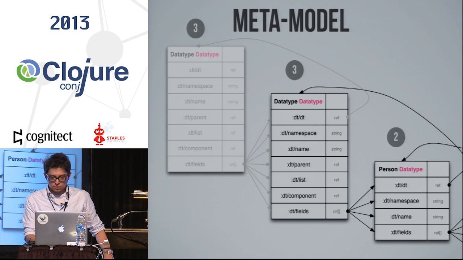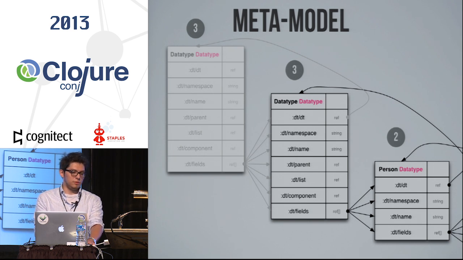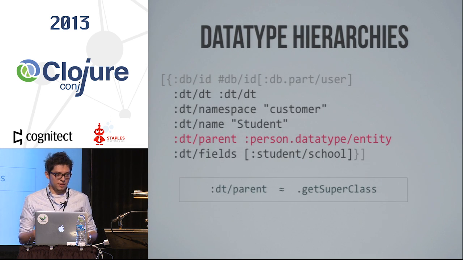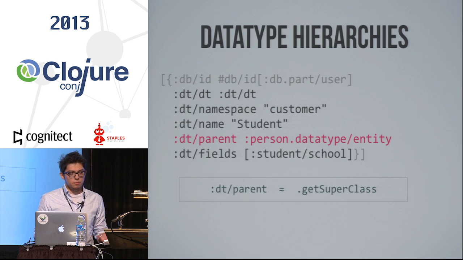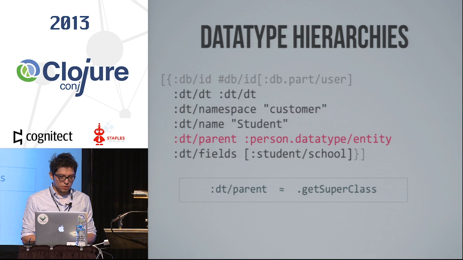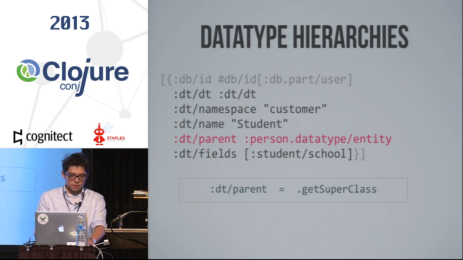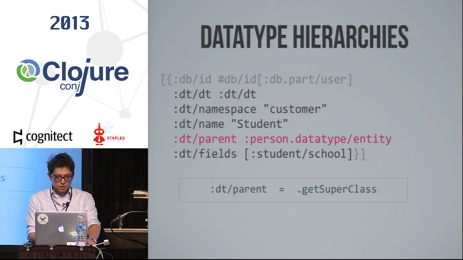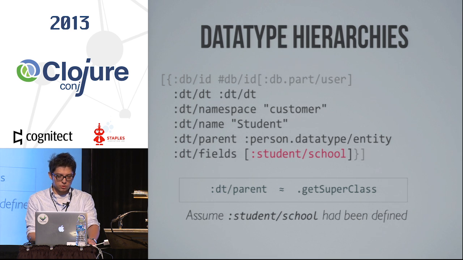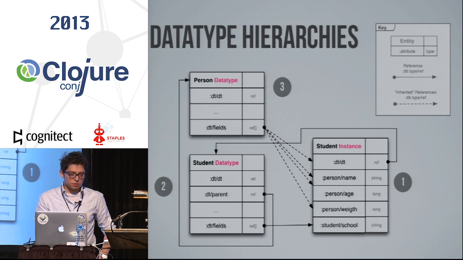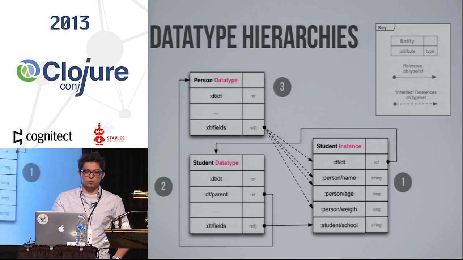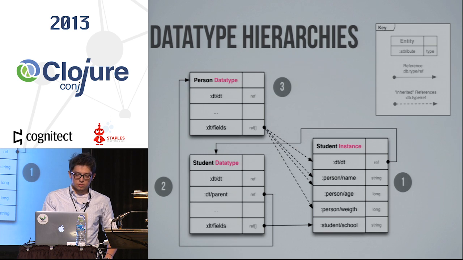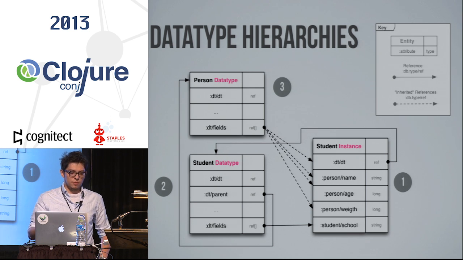Now, okay, so how do we use this? Well, we can start creating more complex or higher level data models. We can start defining data type hierarchies. If you have a data type and you have a parent attribute that points to another data type, then you can suddenly model type hierarchies. Here we assume that the student school attribute was previously defined, nothing that we haven't seen. And here is the graphical representation of what we just modeled. You have, number one, a student instance, which has fields that are coming from both the person data type and the student data type.